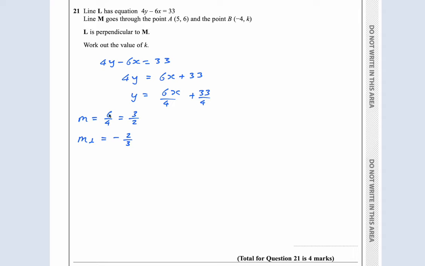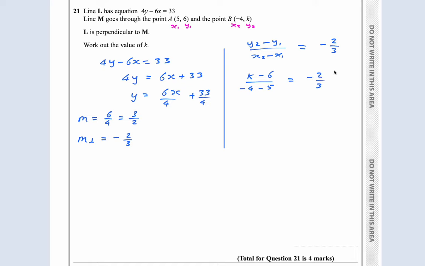Okay, so we know the gradient of capital M is minus 2 over 3. So I can then say y2 minus y1 over x2 minus x1. That's the gradient between 2 points. This gradient has to equal minus 2 over 3. So I'm going to do x1, y1, x2, y2. So y2 is k minus 6 over x2 minus x1 equals minus 2 over 3.